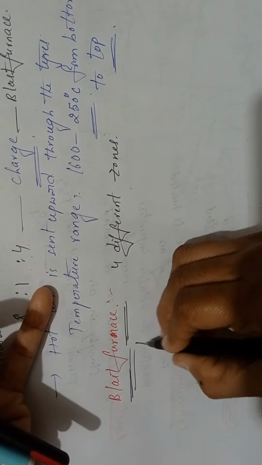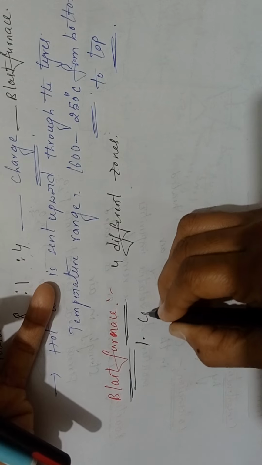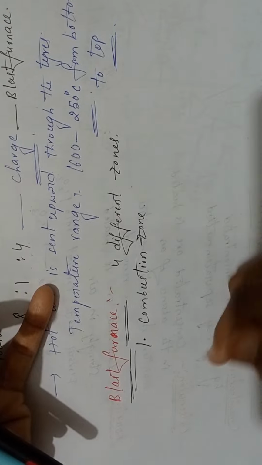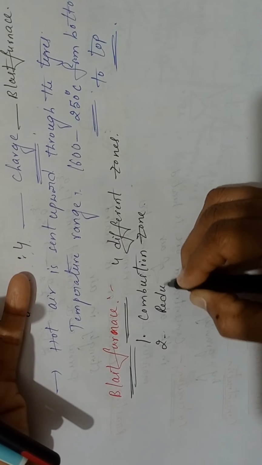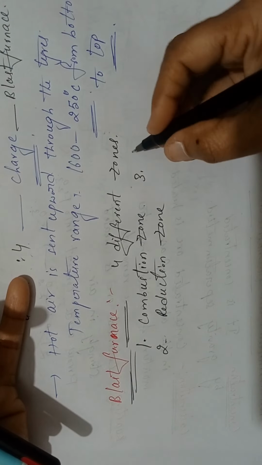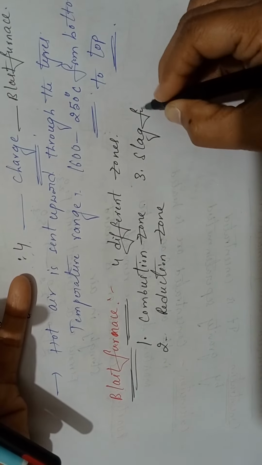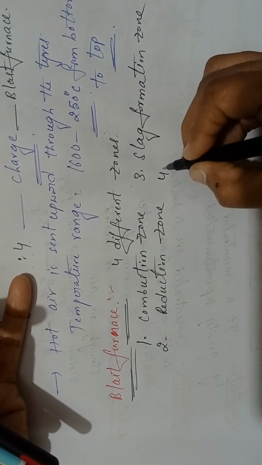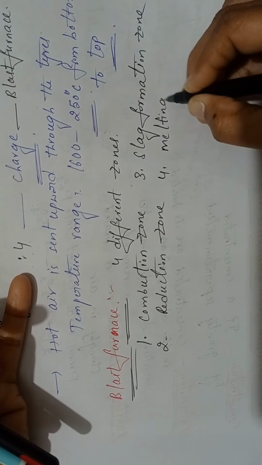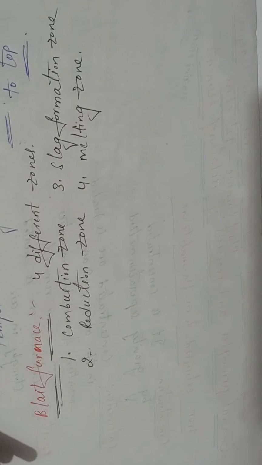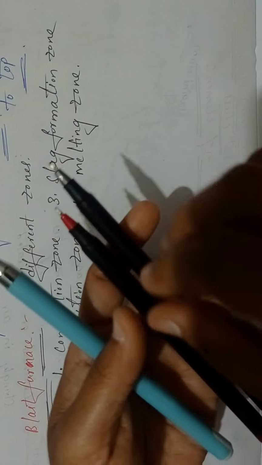So the first zone is combustion zone. Next, the second one is reduction zone. Third one is slag formation zone. And fourth one is melting zone. Are you clear? Total 4 types of zones are there. So first one by one we'll discuss, students. What is the combustion zone? Now first one, combustion zone.